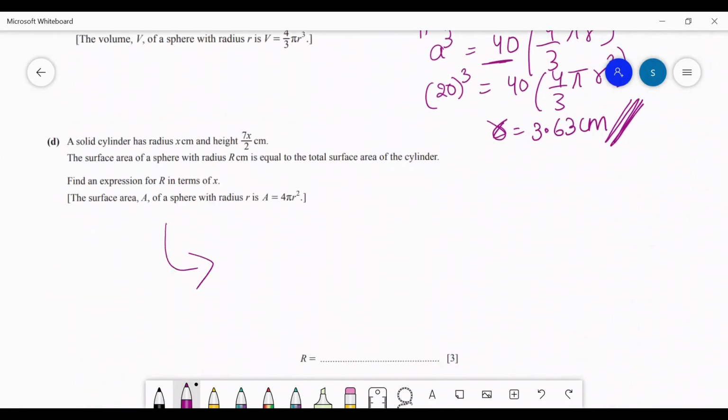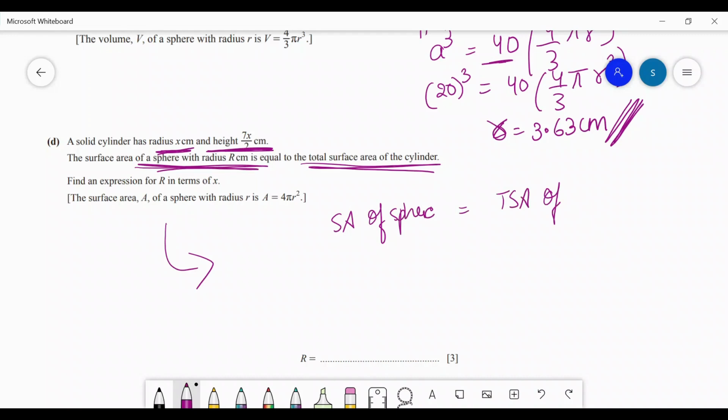Okay, next we have a solid cylinder with radius x centimeters and height 7x by 2, and the surface area of a sphere with radius r centimeters is equal to the total surface area of the cylinder. So here again it's a direct question. You just need to equate the surface area of the sphere and the cylinder. So the surface area of the sphere equals the total surface area of the cylinder.